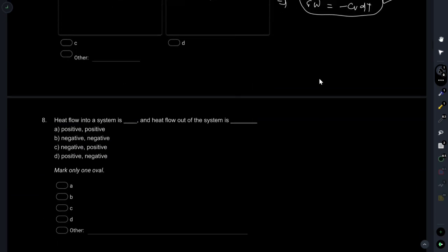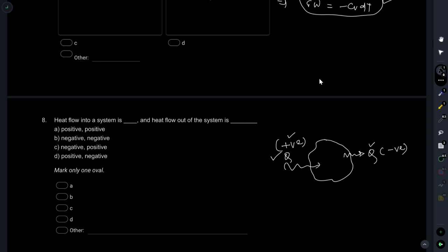Okay, now in this question, it is saying that heat flow into a system is gas and the heat flow out of the system is gas. So it is talking about the sign convention of heat interaction, right? We know if I'm taking any system and adding some amount of heat to the system, that is considered positive. And if some amount of heat is rejected from the system, that is considered negative. That means heat added to the system is positive and heat rejected from the system is negative.